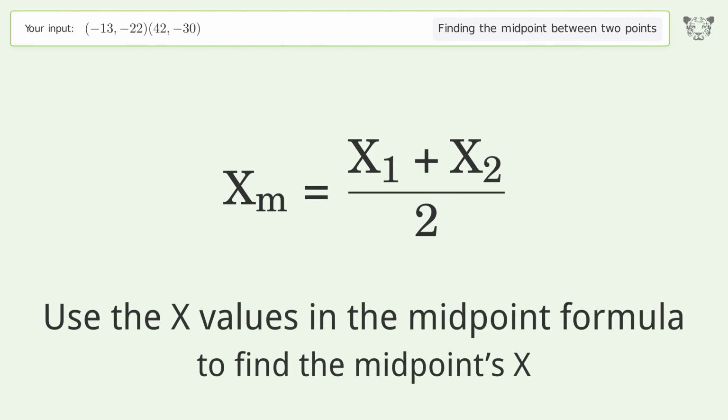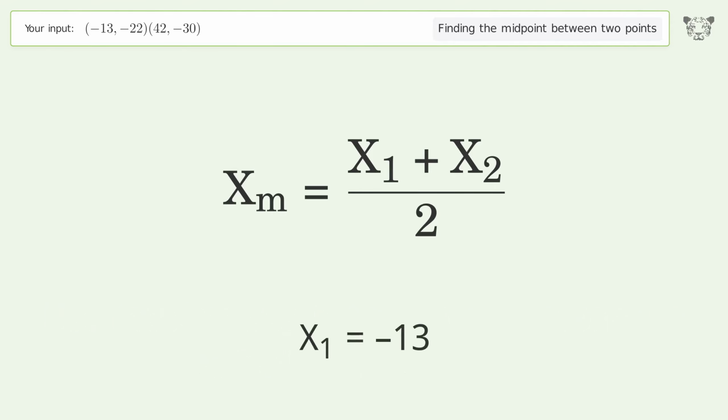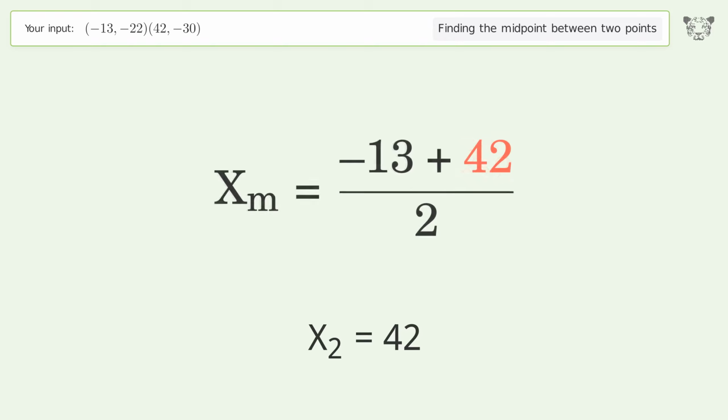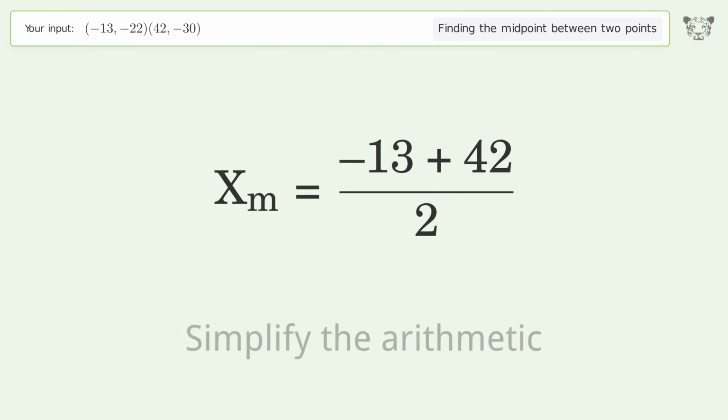Use the x values in the midpoint formula to find the midpoint's x. x1 equals -13. x2 equals 42. Simplify the arithmetic.